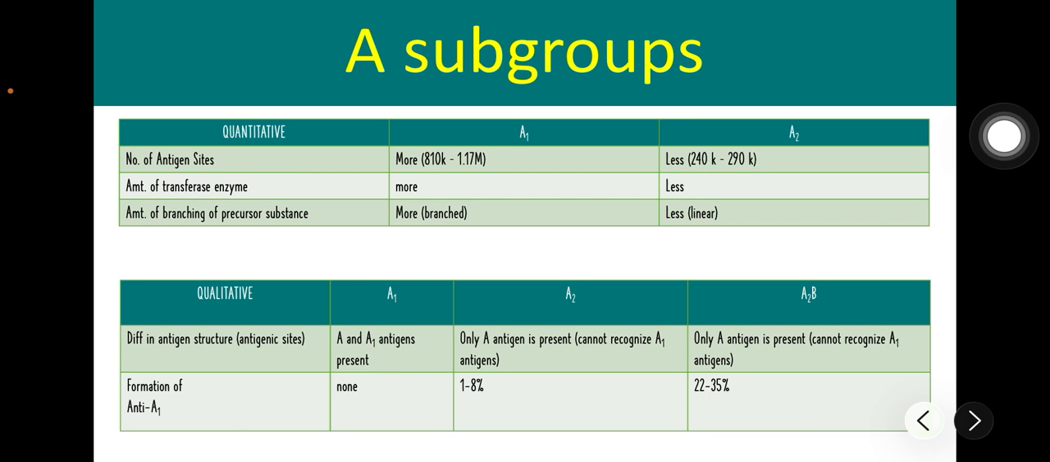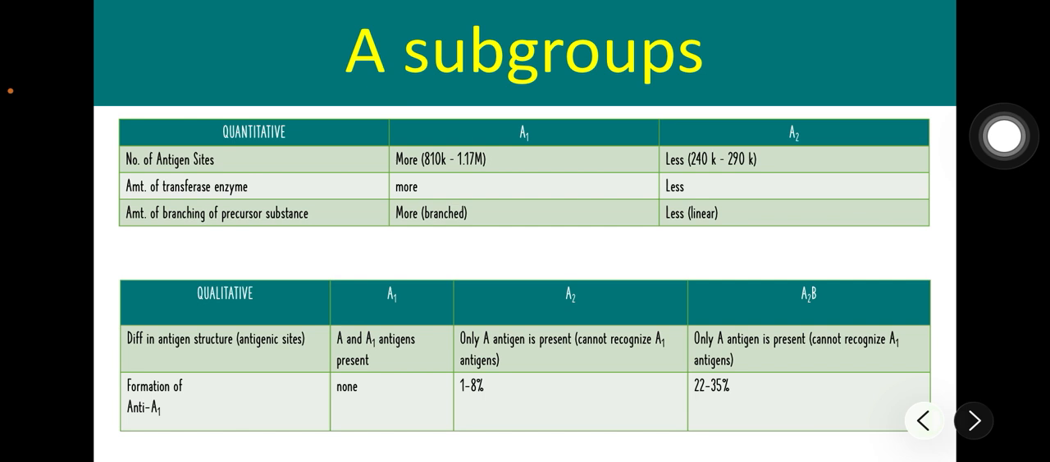So we have A1, 80% of group A, which is the most common subgroup. The A1 gene will produce a very potent enzyme that creates a high concentration of A1 antigens on both complex, branched, and simple linear sugar chains. A2, which is about 20% of group A, is the second most common subgroup. The A2 gene produces a less efficient enzyme, resulting in significantly fewer A antigens that are located only on simple linear chains.